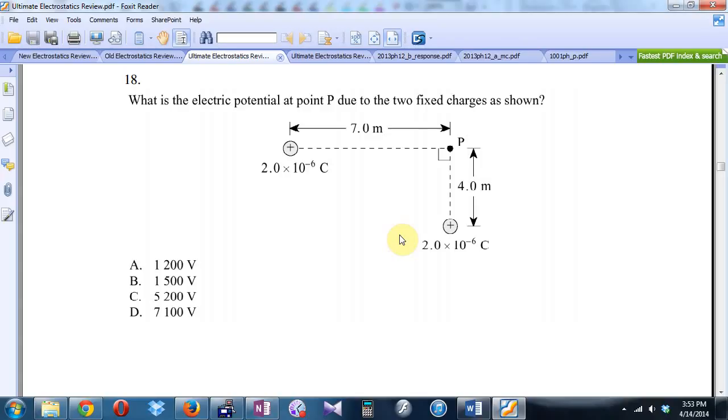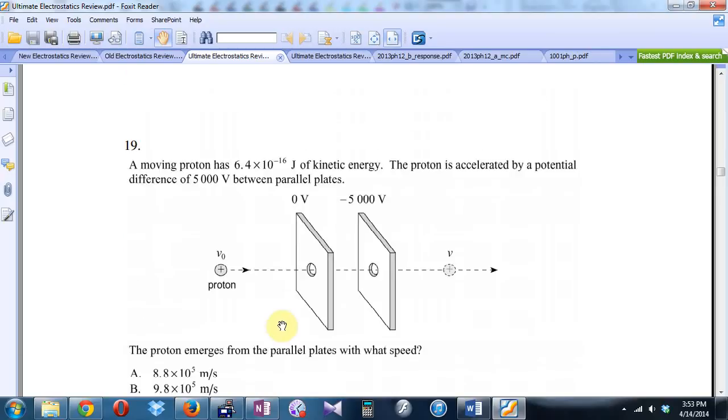I guarantee one of these answers is what you get if you draw vectors and add them tip to tail and do the trig, I guarantee that's also one of these answers. Okay? Don't do that.